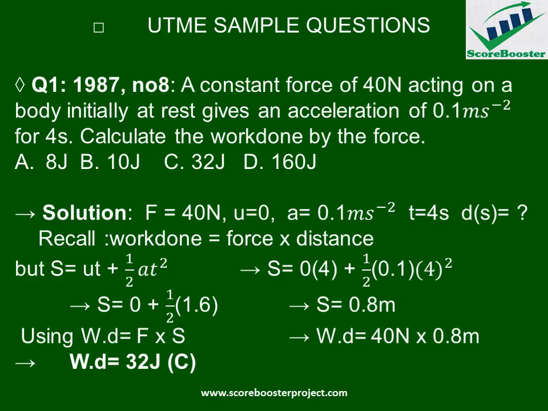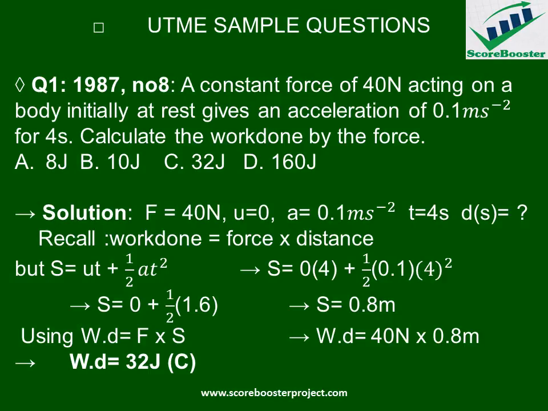So our s will be 0 times 4 is 0 plus half into 0.1 times 4 square. 4 square is 16, so 0.1 times 16 will be 1.6. So eventually we have s equals 0 plus half into 1.6, and that will be s equals half of 1.6, which is 0.8 meter. So our s is 0.8 meter.